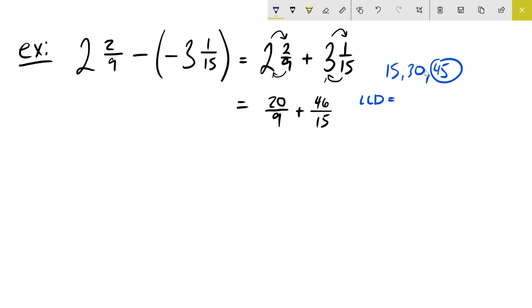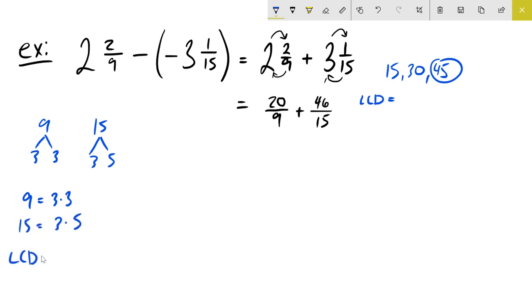Is there another way you could do it? Yeah, you could. And what was the other method we learned, right? You technically could do the prime factorizations. So if you get to denominators and you can't figure out what the LCD is, you can always fall back on the prime factors method, because 9 is 3 times 3 and 15 is 3 times 5.